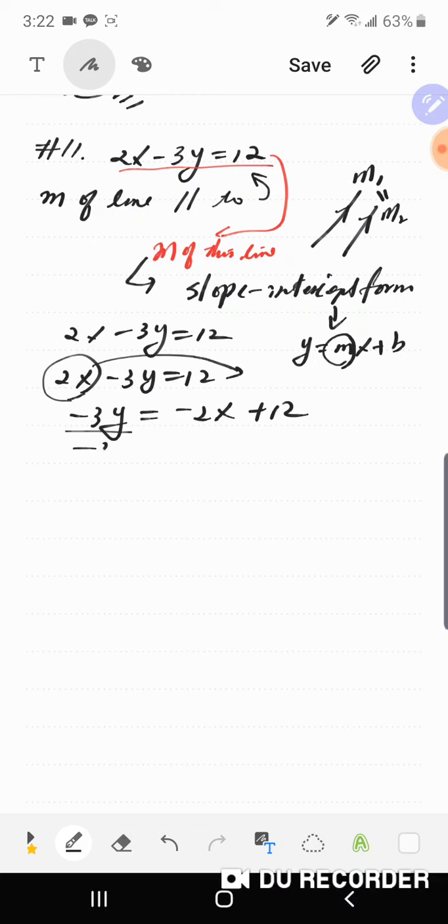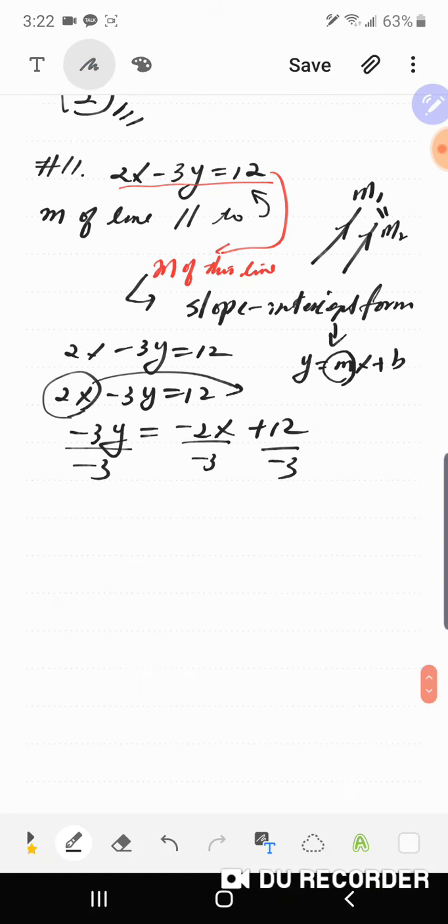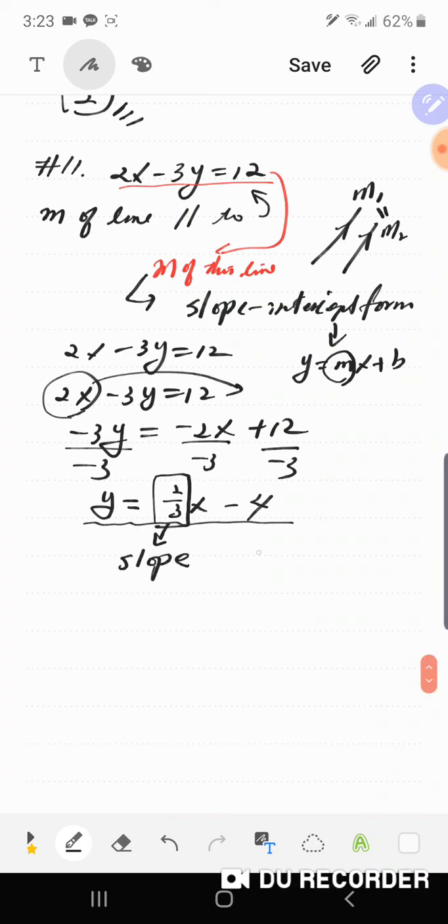And then divide each side by negative 3, so we have only y on the left-hand side of the equation. Then y equals 2 over 3x minus 4. So this is now slope-intercept form. Then the coefficient of x is the slope. So the slope is 2/3. Because two lines are parallel, the slope of the new line is the same as the slope of the given equation.